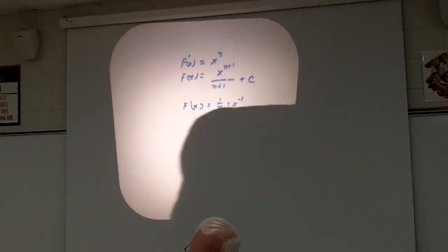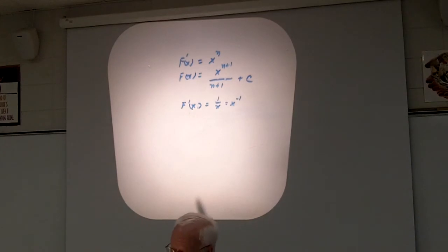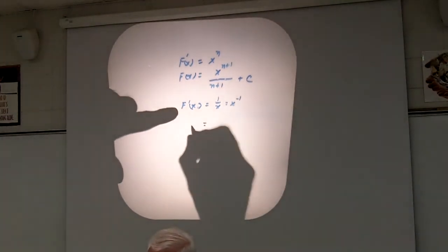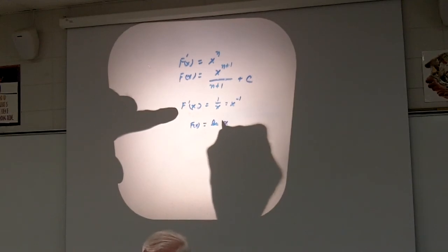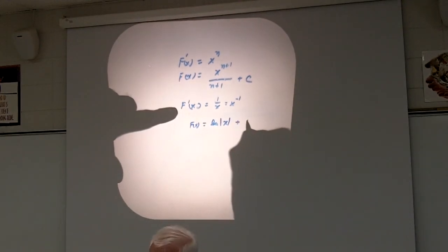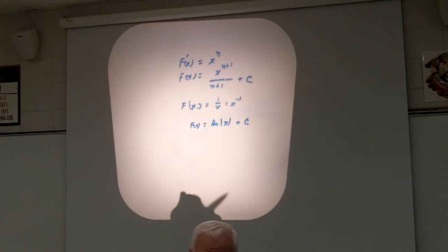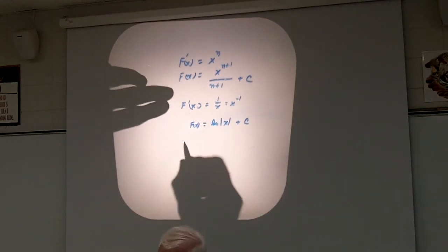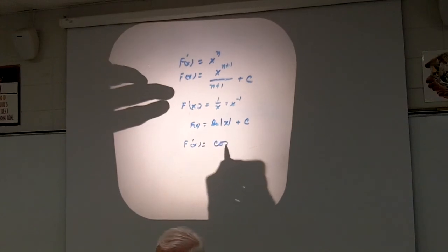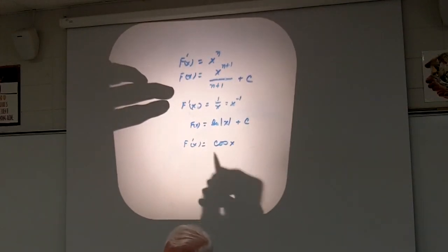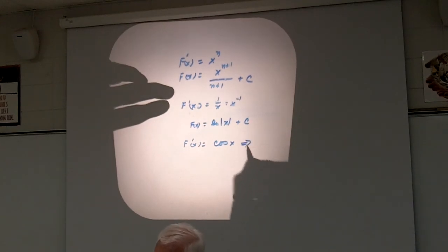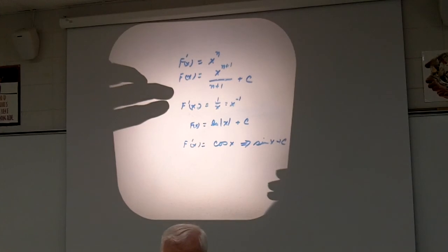And here is a wonderful gift we have at this point. F of x is equal to, as someone said, ln of x, and we should do the absolute value, plus c. Okay? Another one. F prime of x equals cosine of x. That's going to be in terms of sine x plus a constant, right?